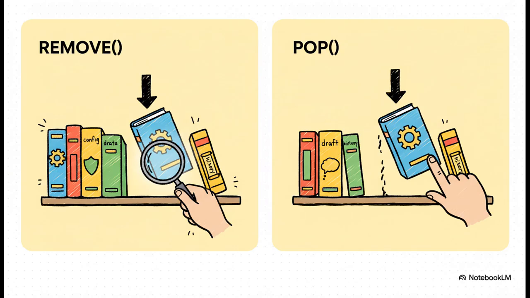And it's a similar story for removing things. You can either remove a book by its title, like, hey, remove the book called History, and Python will find the first one that matches and take it out, or you can pop an item off the shelf by its position, like pop off whatever is at index 0. It's really the difference between knowing what you want to remove versus knowing where it is.